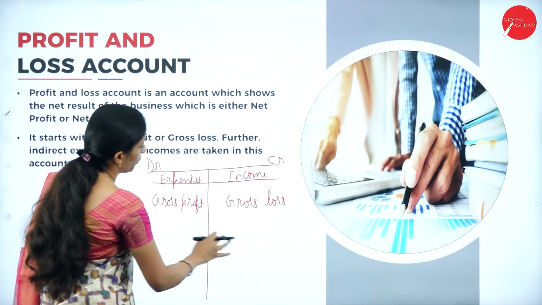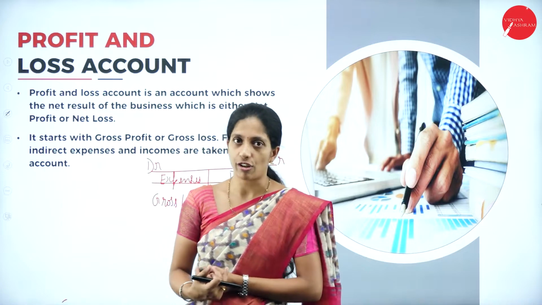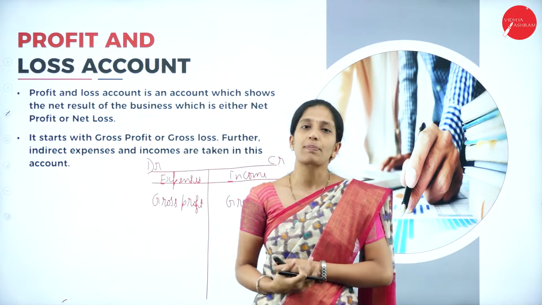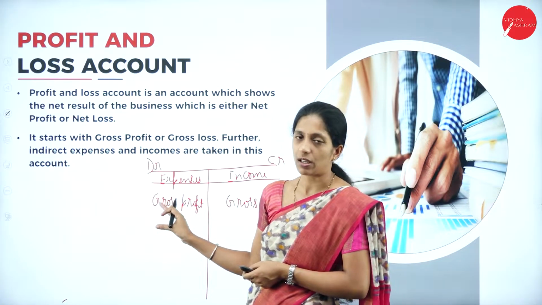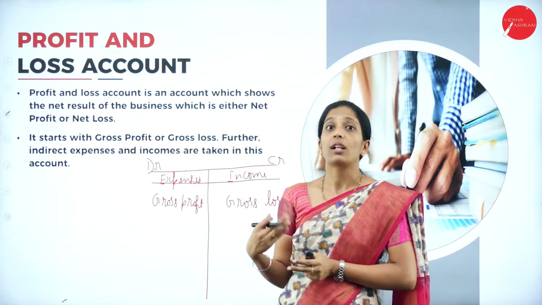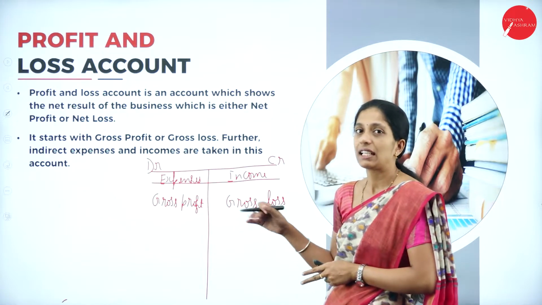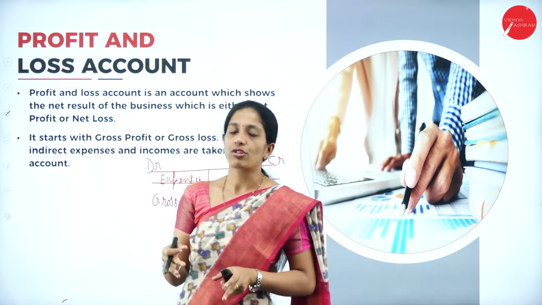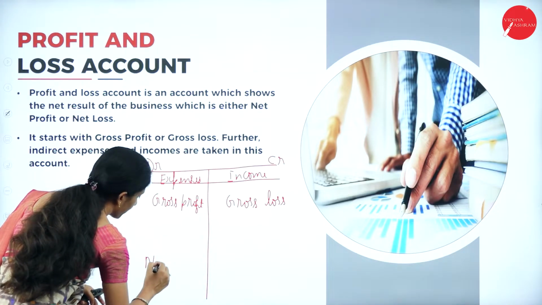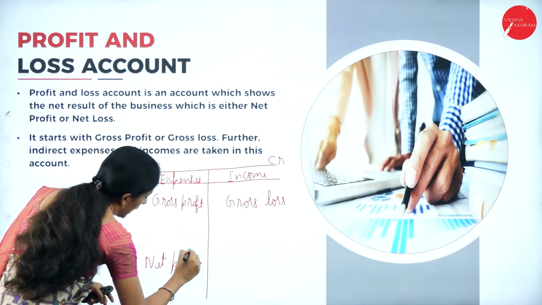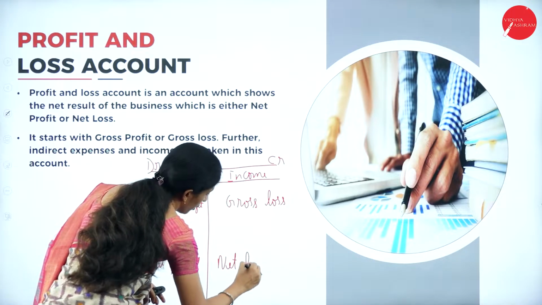The profit and loss account will be a continuation of the trading account, where it starts with gross profit or gross loss. Then all the indirect expenses will be recorded there, whereas in the trading account all the direct expenses will be recorded. The result will be either net profit or net loss. Here also, if the credit side is more than the debit side, then it is net profit. And if the debit side is more than the credit side, then it is net loss.